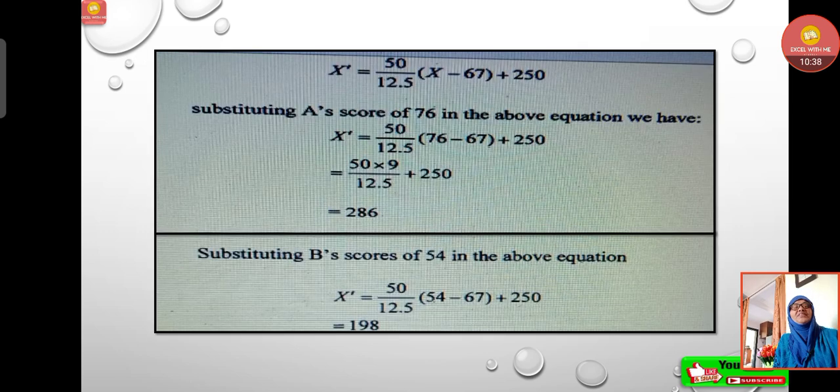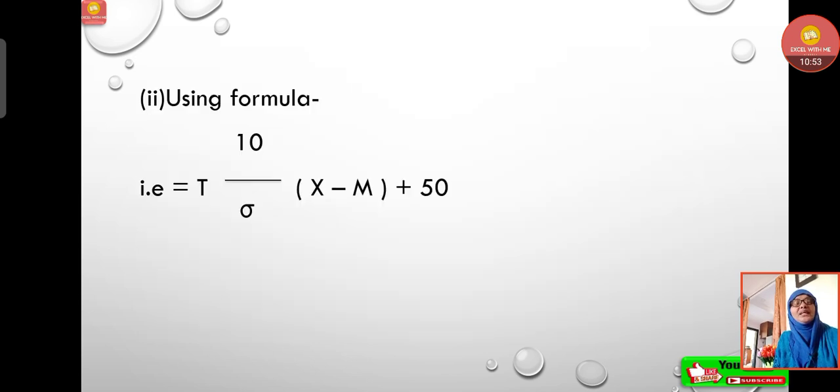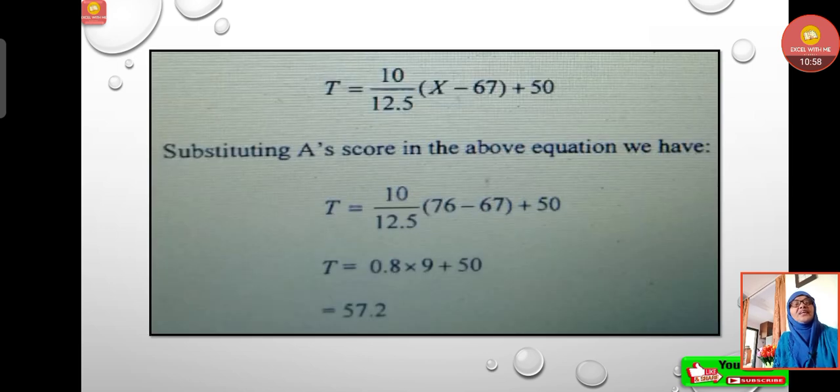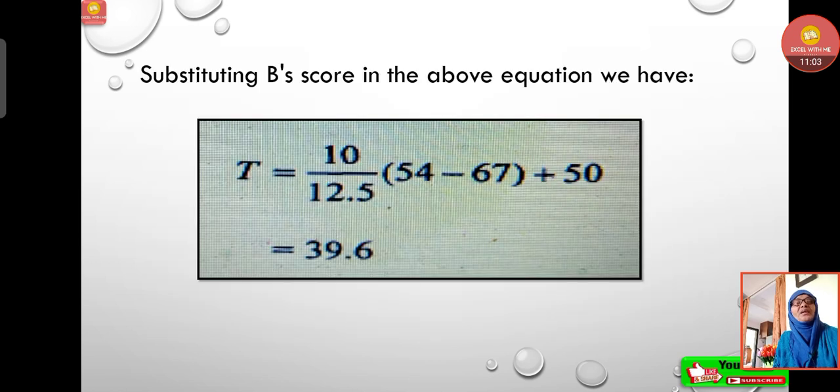Here the calculation is given. You can zoom in and see the calculation, and you can practice this by substituting A's score of 76 in the above equation. We have here given 286 and B's as 198. So using the formula for t, we can calculate like this. Substituting A's score in the above equation, we have 57.2 and B's score 39.6. You can see the formulas, you can pause over here and note down the formulas and check it out.